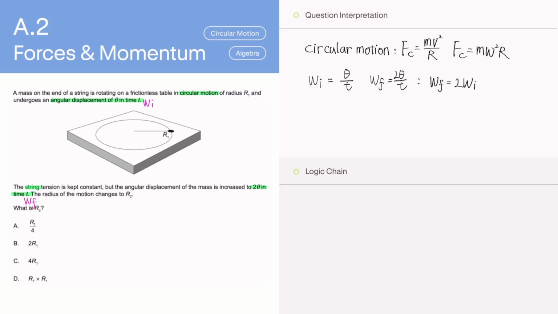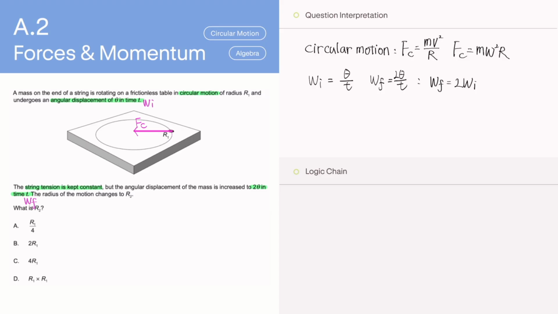I want to label this piece of information: string tension is kept constant. This is the string and the tension is going this way, and this force is actually providing the centripetal force. Some students may argue that, because this mass is moving in a circular path, it should experience a force this way. No, this is not right.